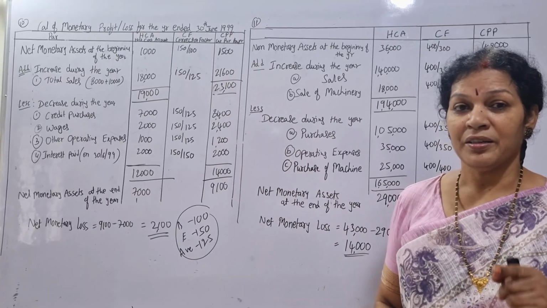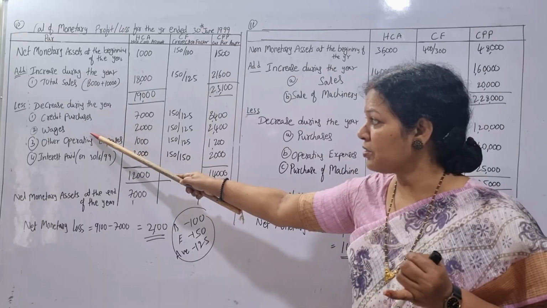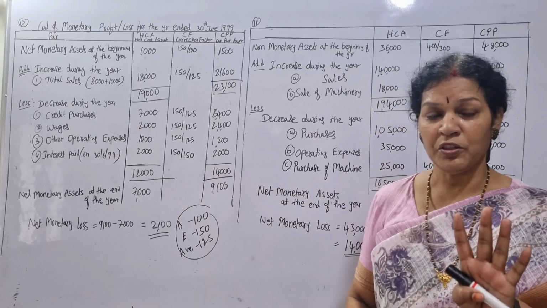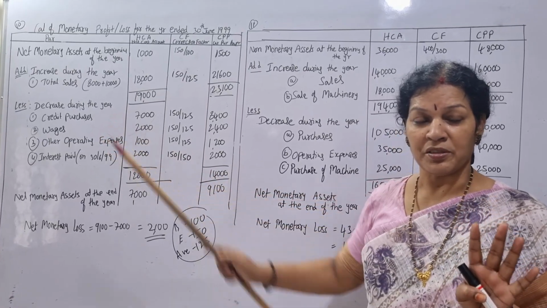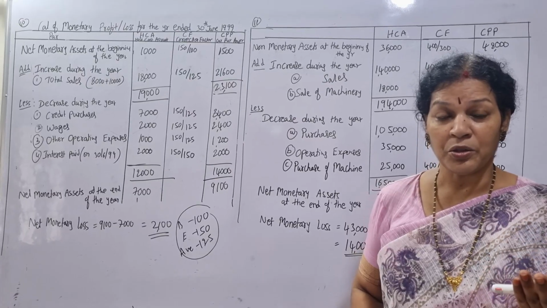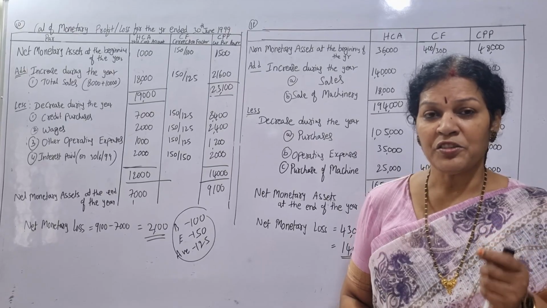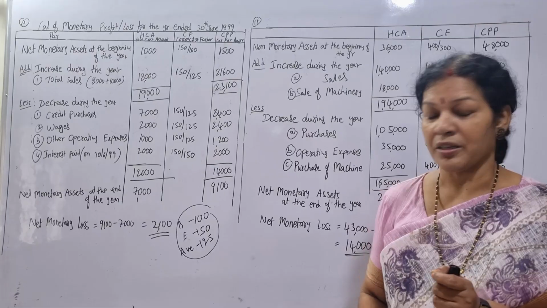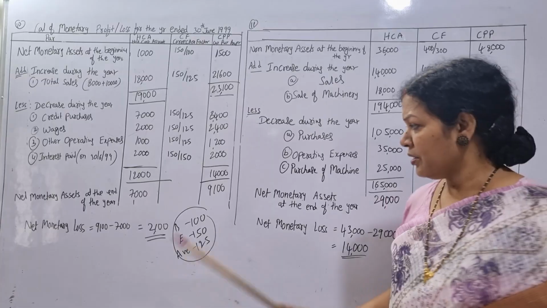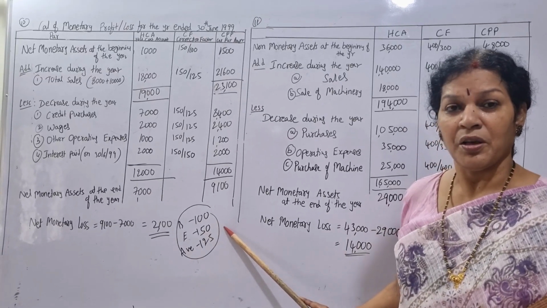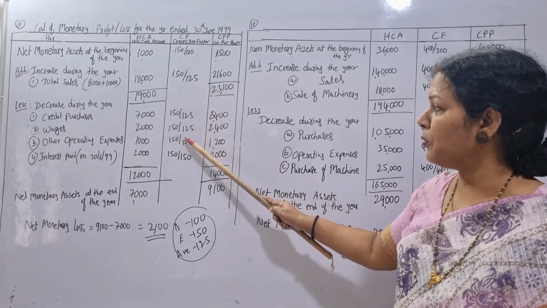What are we adding? Sales and these expenses: credit purchases, wages, and other operating expenses. These 4 items are assumed to have had transactions throughout the year. Whenever any transaction is taking place throughout the year, we'll have to take the average. This 150 is consistent always. 150 divided by 125. So we have done 150 by 125 for the 4 transactions.